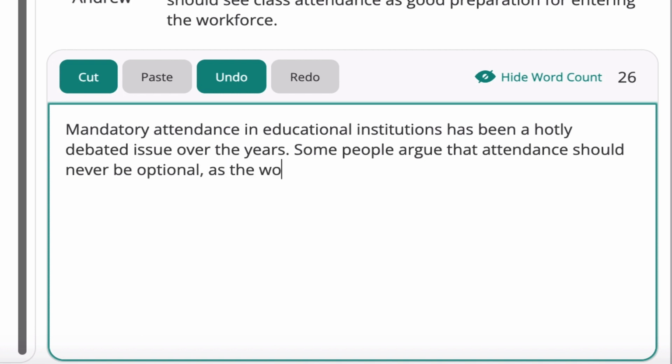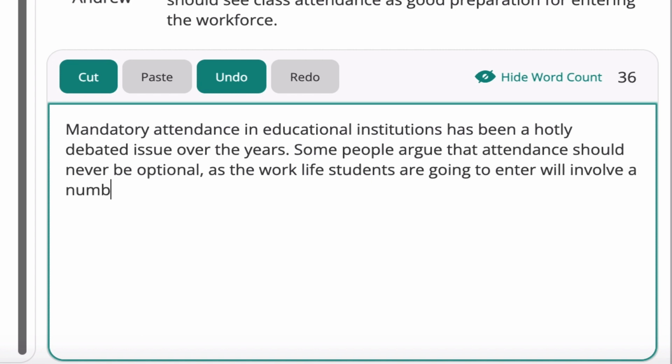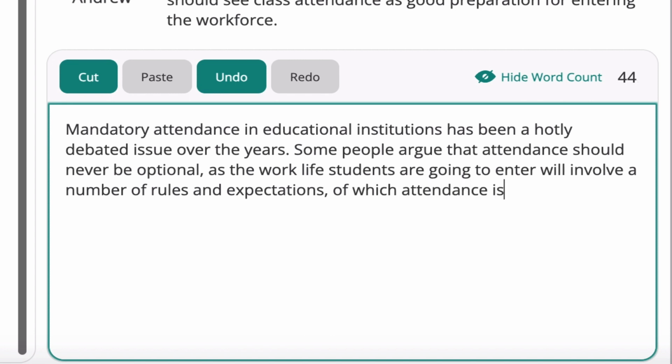As the work life students are going to enter will involve a number of rules and expectations. Okay, so I'm saying there should be attendance because work life attendance will be required as well, of which attendance is one of them. Okay. That said, now I'm going to produce my counter argument.